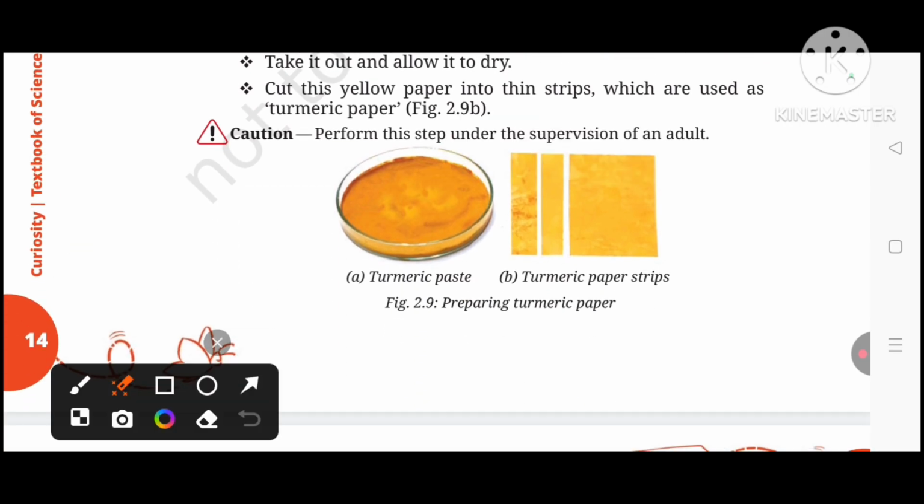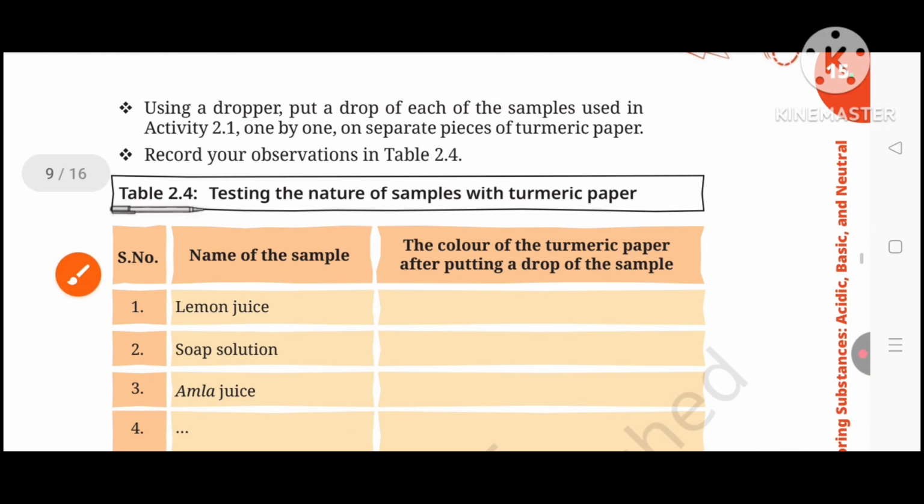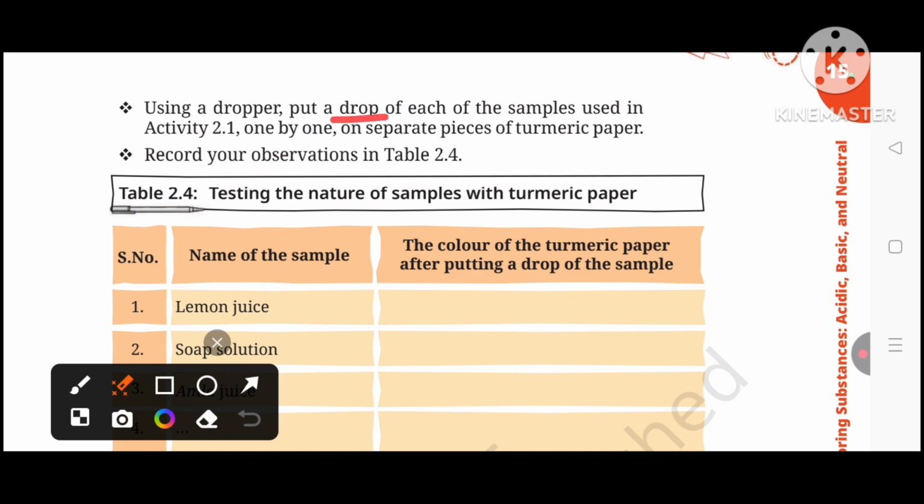Caution: perform these steps under the supervision of an adult. Turmeric paste or turmeric paper strip. Preparing the turmeric paper. Using a dropper, put a drop of each of the samples used in Activity 2.1 one by one on separate pieces of the turmeric paper. Record your observations in Table 2.1.